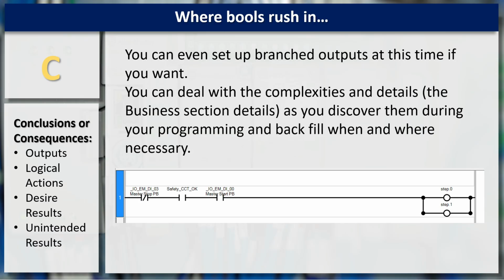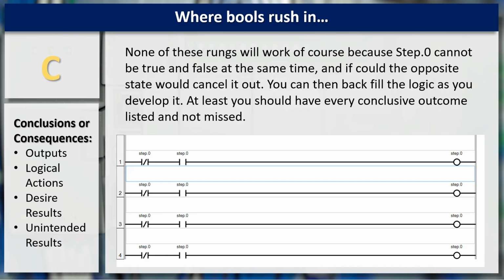While doing this, you can even set up branched outputs at this time if you want. You can deal with the complexities and details, in other words, the business section details that we'll be covering shortly, as you discover them during your programming, and backfill where necessary. Of course, if you look at the logic, none of the rungs will work because Step.0 cannot be true and false at the same time. And if it could, the opposite state would cancel it out. Anyway, you can then backfill the logic as you develop it. At least you should have every conclusive outcome listed and not missed.